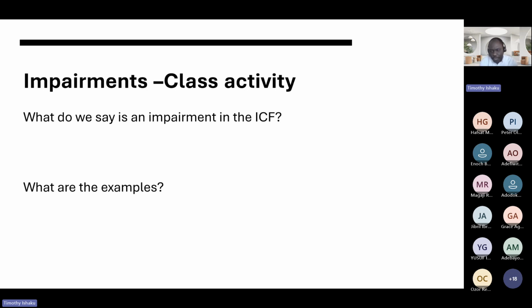Can you put it in the chat box or share your thoughts? What do you think? Just mention any possible examples of impairment level. You can put it in the chat box or you can mute yourself. Just give an example to make sure we are fully on board as we go along. Any examples of impairment level which you have frequently seen in your practice?